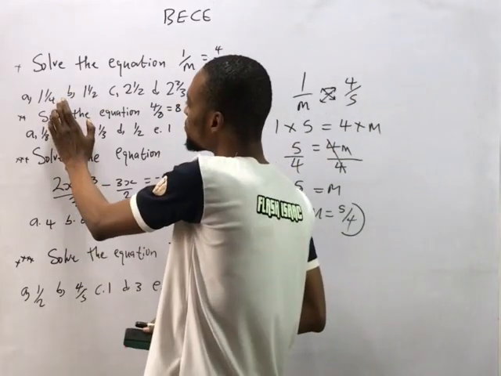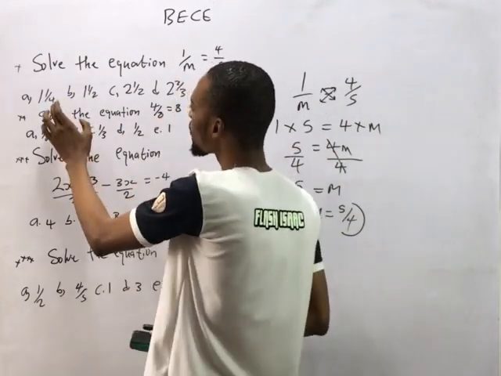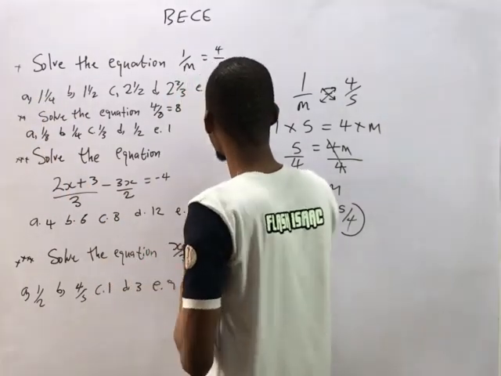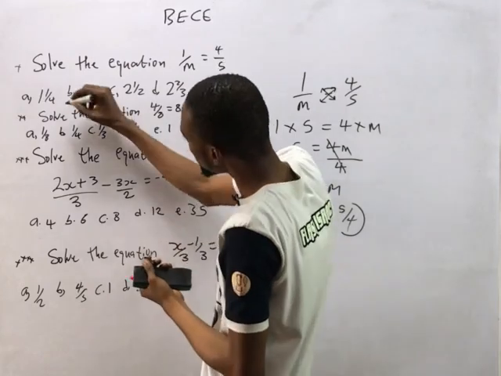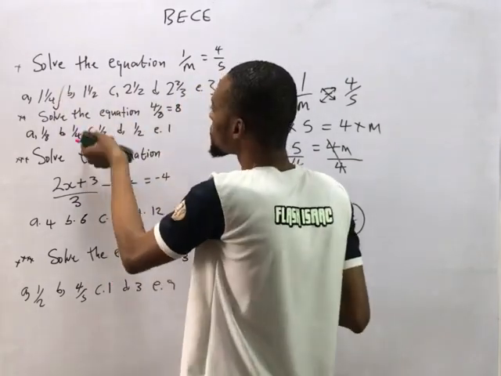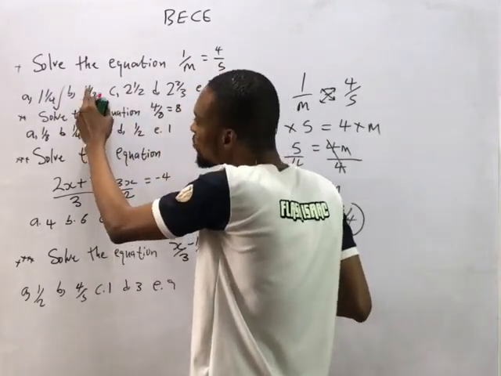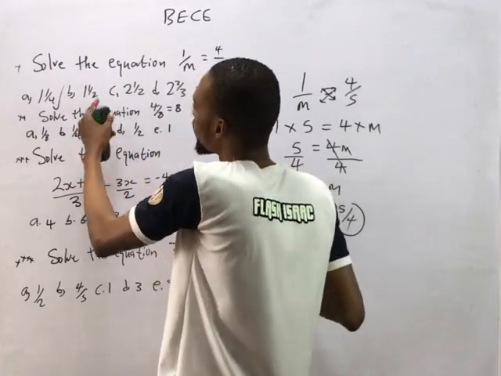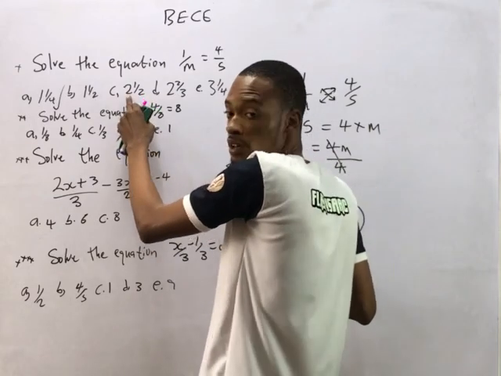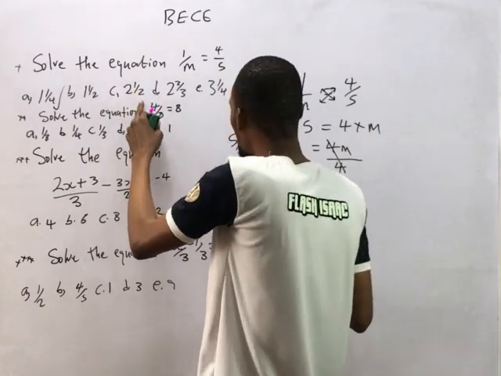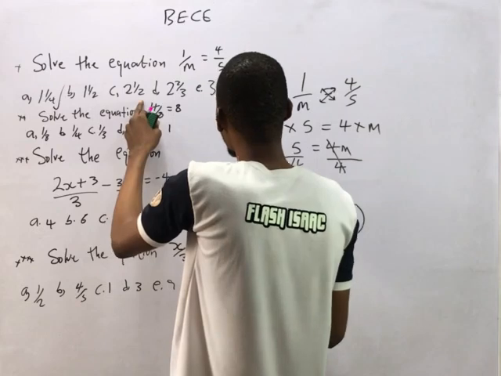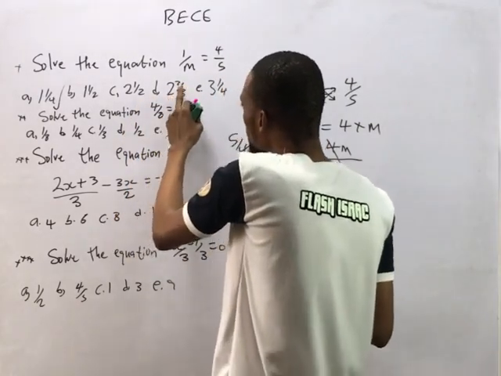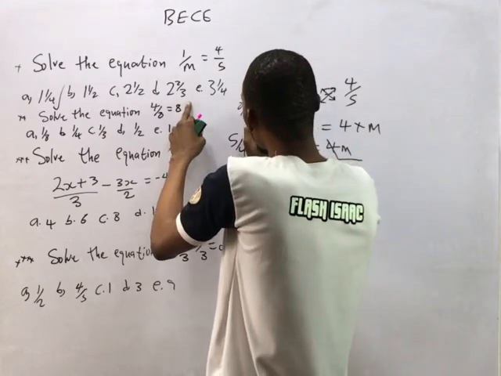To convert this to an improper fraction, simply say 4 times 1 is what? 4. Plus 1, 5. So option A is the same thing as 5 over 4, which is actually the correct answer. Now option B, 2 times 1 is 2, plus 1 is 3 over 2. So option B is 3 over 2. Option C is 2 times 2 is 4, plus 1, 5 over 2. So option C is 5 over 2. Option D is 2 times 3 is 6, plus 2 is 8 over 3.